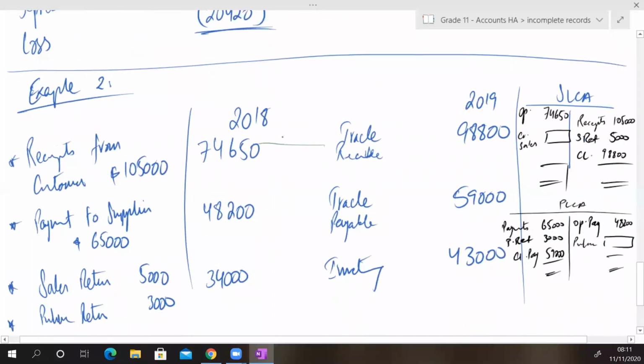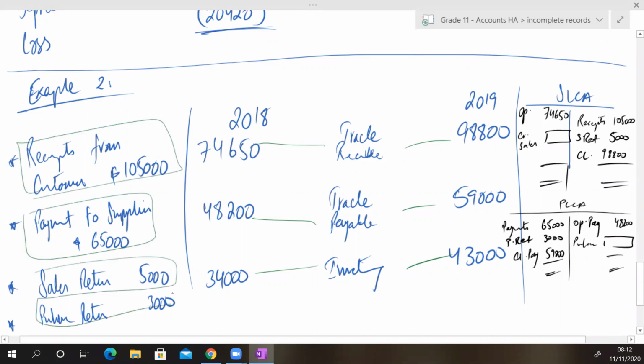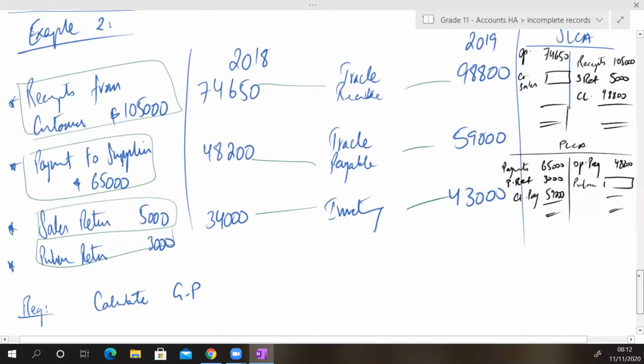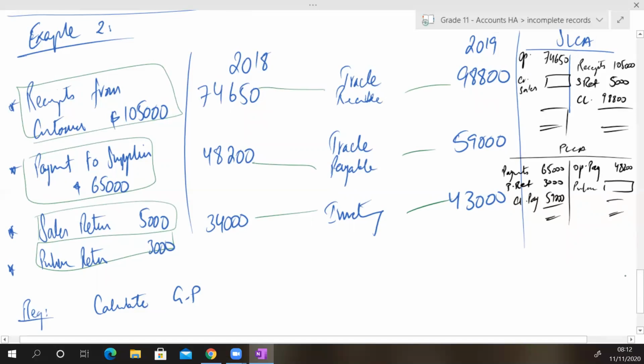In another question, I gave you receivables, payables, and inventory. Okay. So you have to make. Then there's receipts from customers, payment to suppliers, sales return, purchase return, ठीक है जनाब। तो ओके, तो कैलकुलेट करना था जीपी। अब यहाँ पे within this you made a sales ledger control account, you will calculate sales. You made a purchase ledger control account, you will calculate purchases. ठीक है, अब आपके पास it is easier to prepare an income statement.